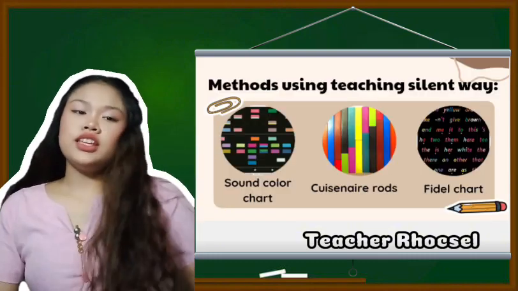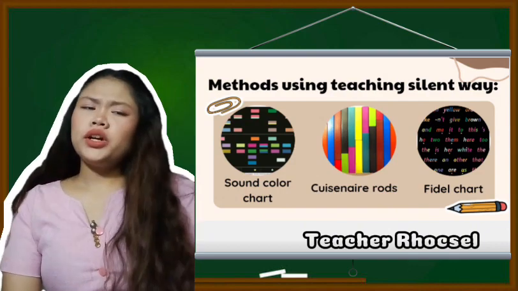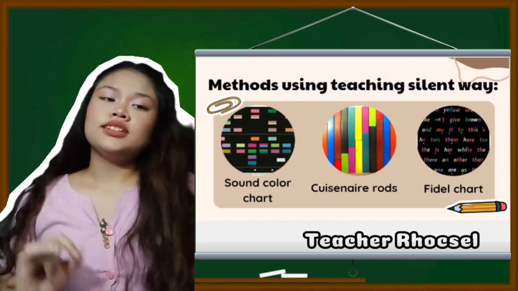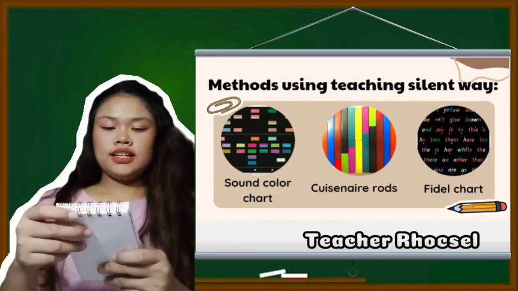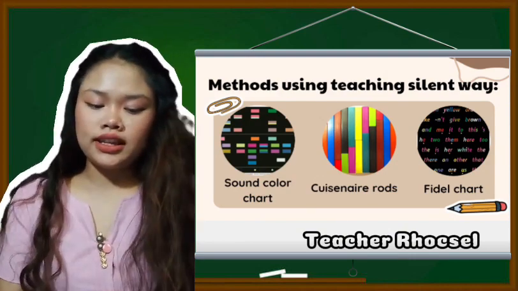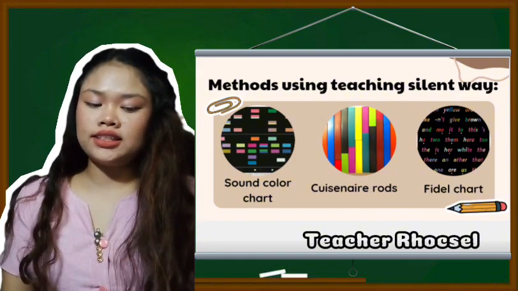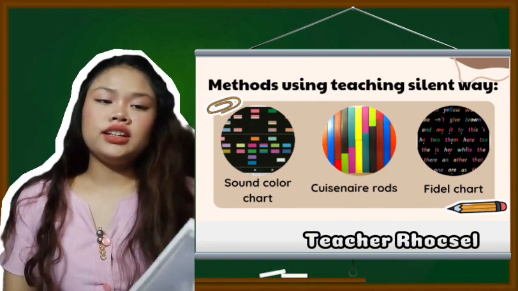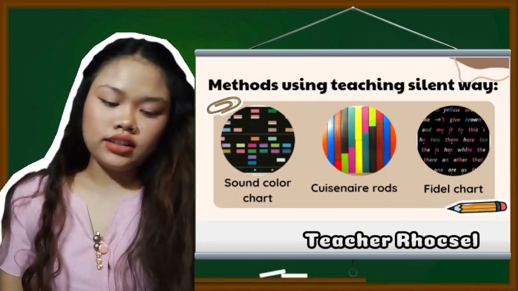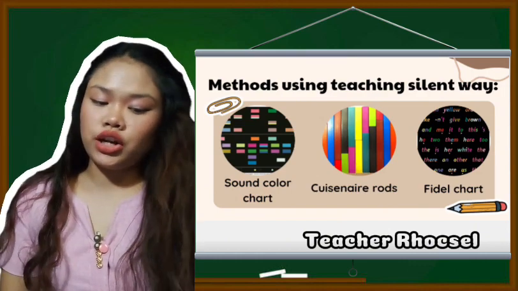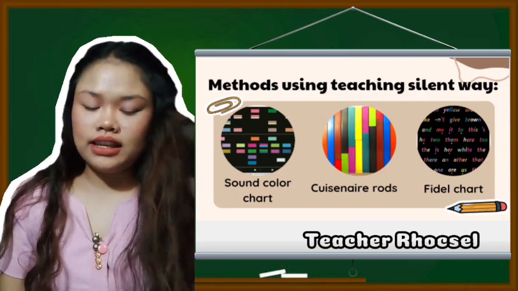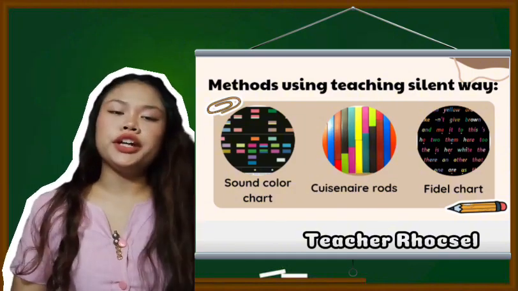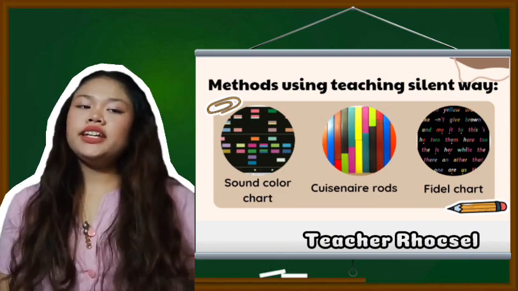Materials used in teaching the Silent Way. What are the materials used in teaching the Silent Way? First, the sound color chart. Each color on the chart represents a sound in English or any second language. Second, Cuisenaire rods. They demonstrate most grammatical structures such as nouns, verbs, and prepositions. And lastly, the Fidel chart.